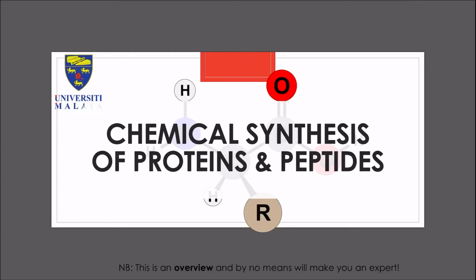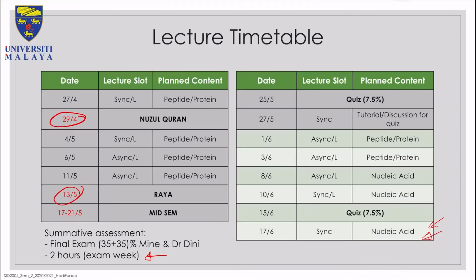All right. So last week we looked at just a short bit of chemical synthesis of proteins and peptides. What we will do this week is to look again at peptides and proteins in a little bit more detail than last week.